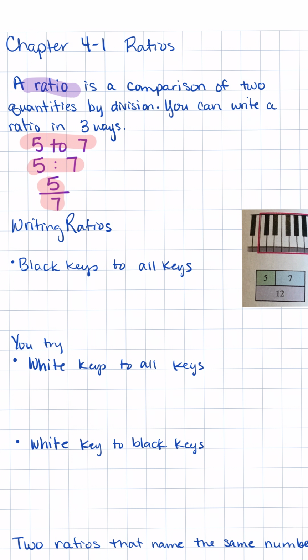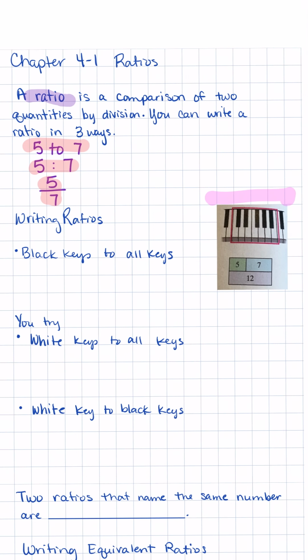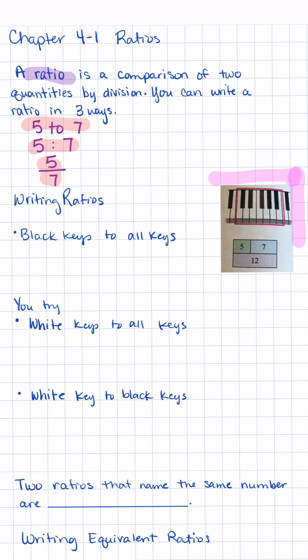So let's take a look at writing ratios. So we have this picture right here. It's a little small for you there. Of piano keys. So right here there's a box that is highlighted of the piano keys, and it wants you to do the black keys to all the keys. Let's move that just so we can see a little bit better. So there are 5 black keys.